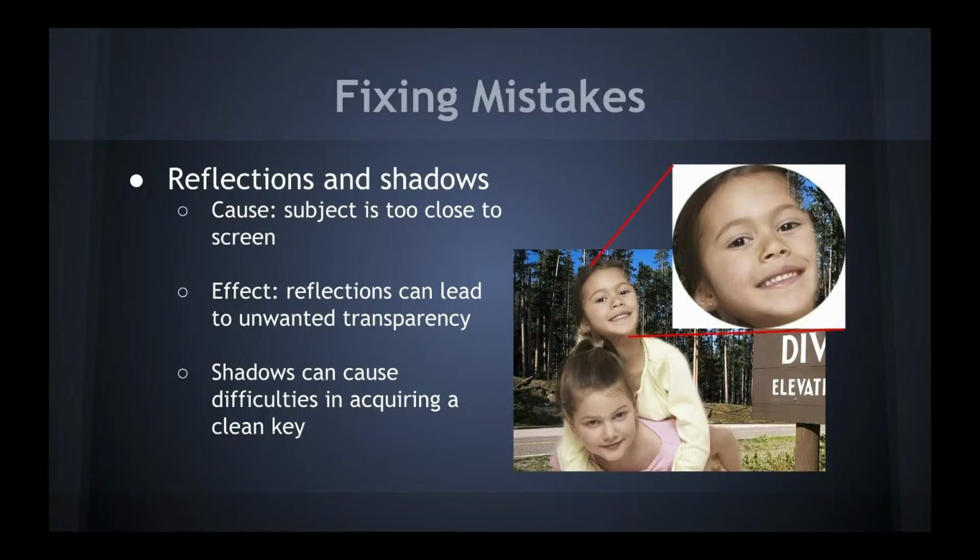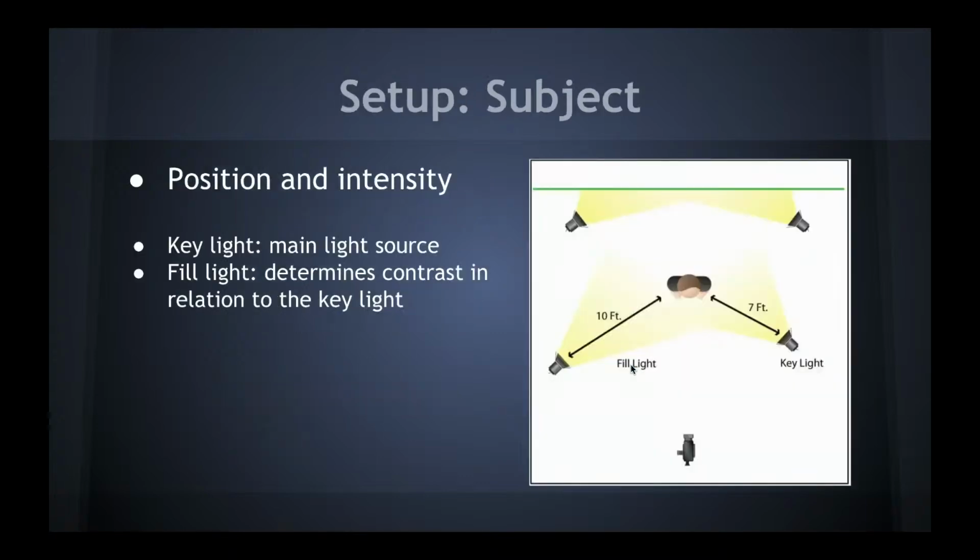So here's this girl, this key here. We're pulling this key, and there was spill on her face. And so you can see that part of her face is missing. That's because maybe the green was spilling on it, so she was too close to the screen. Also, shadows in general can make difficulties in acquiring a clean key, but it's more shadows in your background or shadows from your subject onto your background. So make sure to have your lights, like in this case here, off 45 degrees so that their shadows aren't being cast right onto your background. Up high, more vertical. Really, the position of your lights is going to be really important.